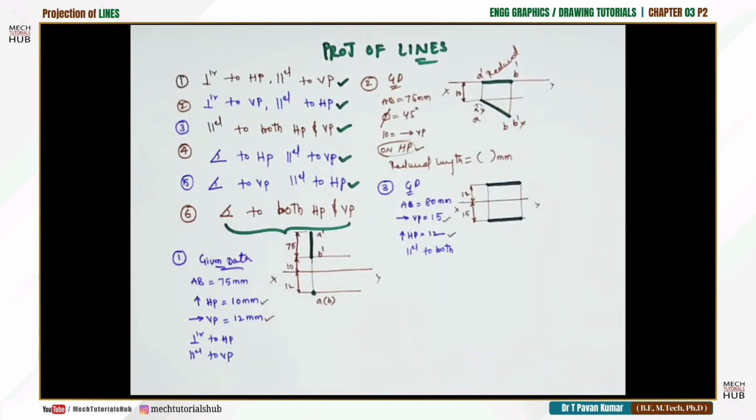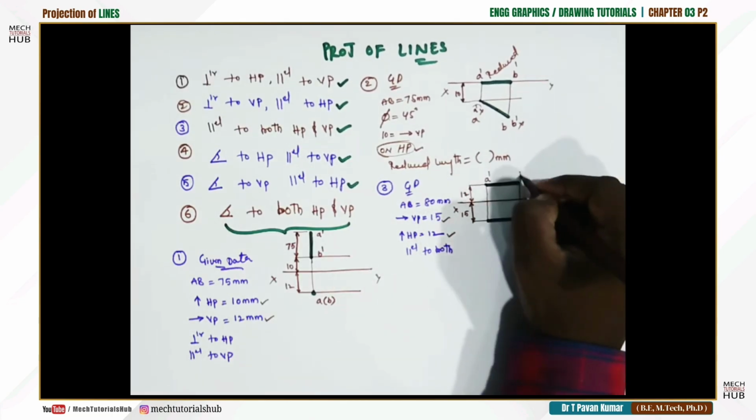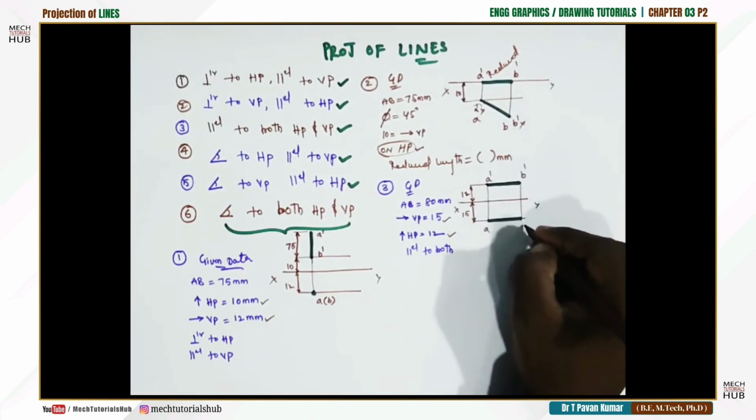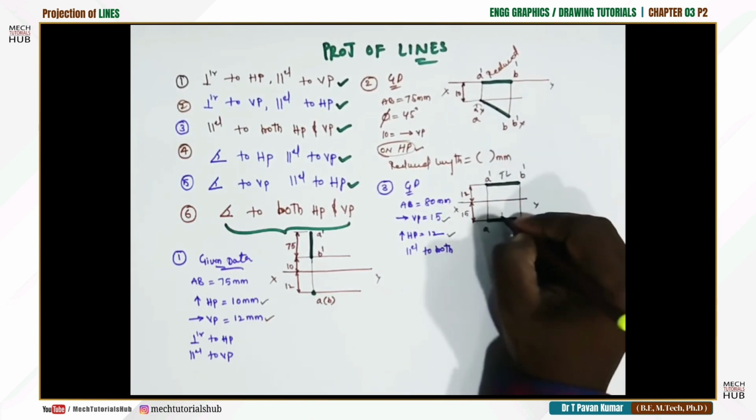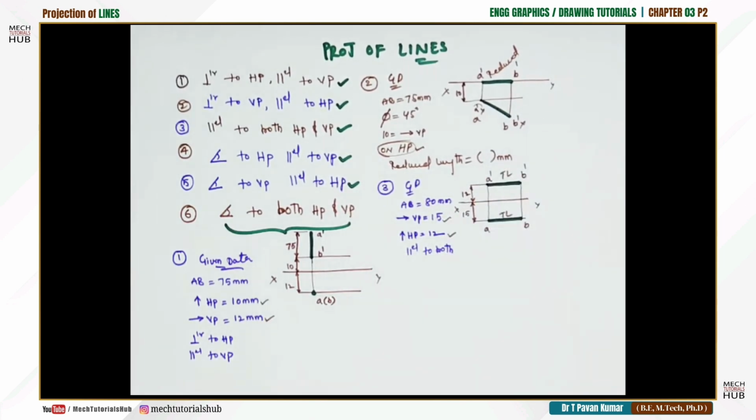Okay. Now you need to give notations. The front view is always notated with A prime, B prime. This is A, B. Now these two are both true lengths only. Because the line is parallel to both the planes, you could see the true shape from the front as well as the true shape from the top. This is the case.